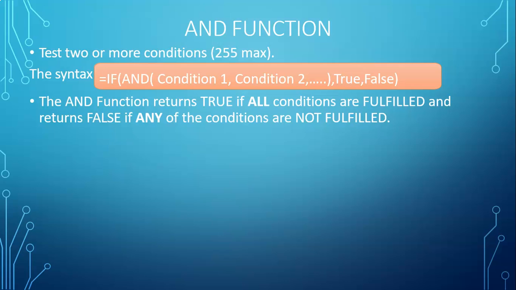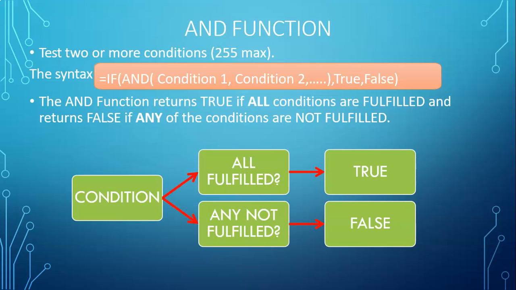And the and function, the result will be true if all conditions are fulfilled. If one or any of the conditions is not fulfilled, then the result will be false. Remember, all conditions must be fulfilled in order for it to become true, or let's say you want to put yes, so it becomes yes. Otherwise, it will be false.